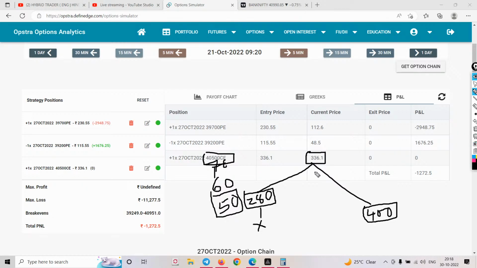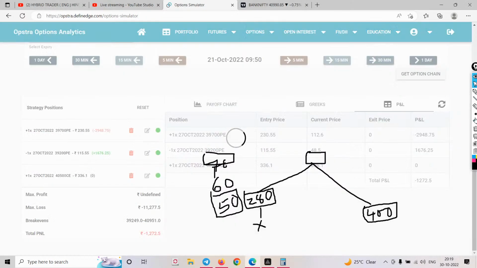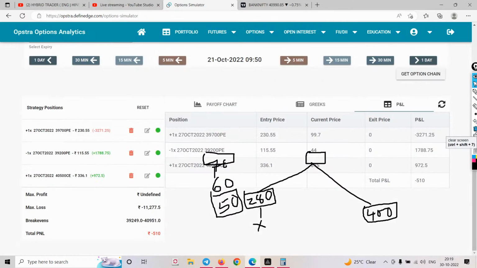All right. Now what I'll do, we got it, right? Either this has to become 280 or 400. I'll erase all these things. Now I'll take you 30 minutes ahead, friends. Now keep a check only on this 336. I'll take you 30 minutes forward. Let me delete this.